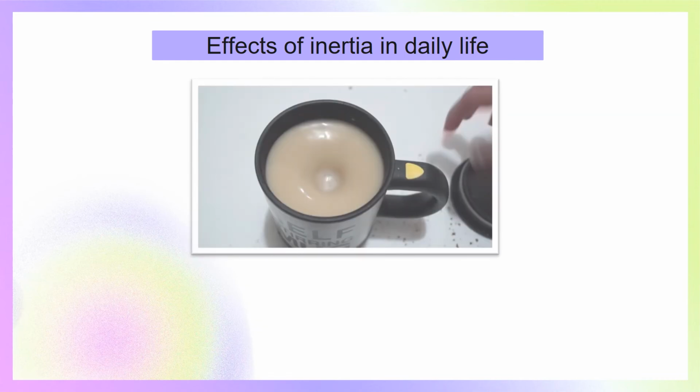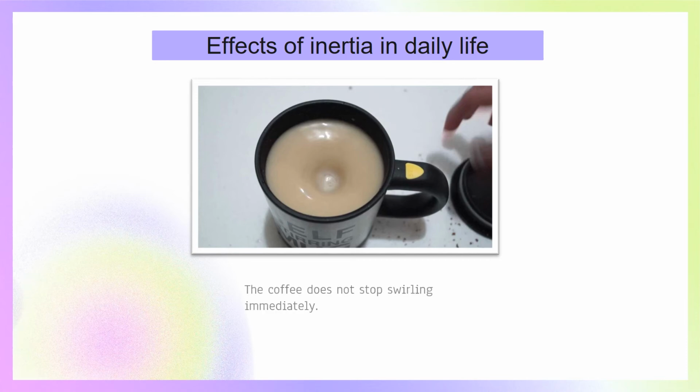Okay, the next picture is about swirling of coffee. After you swirl a glass of coffee, the coffee does not stop swirling immediately. It continues swirling for some time, after which it stops. This happens due to the inertia of the motion of the molecules.